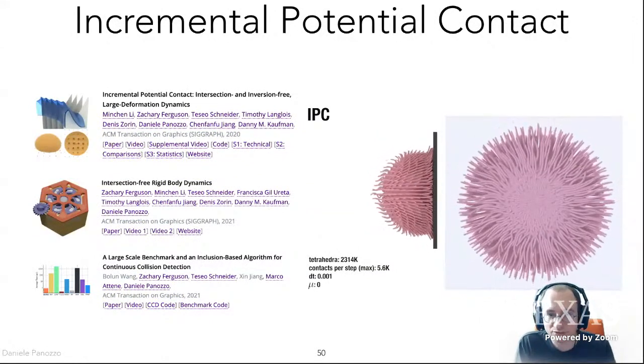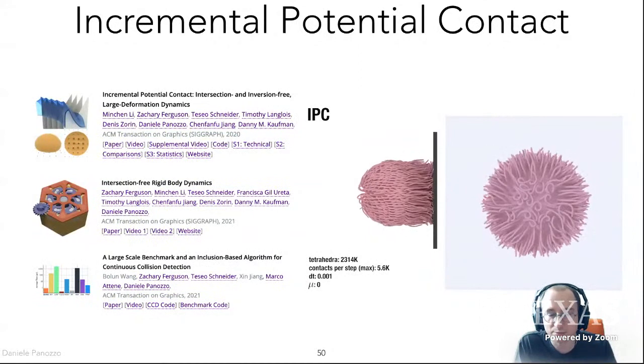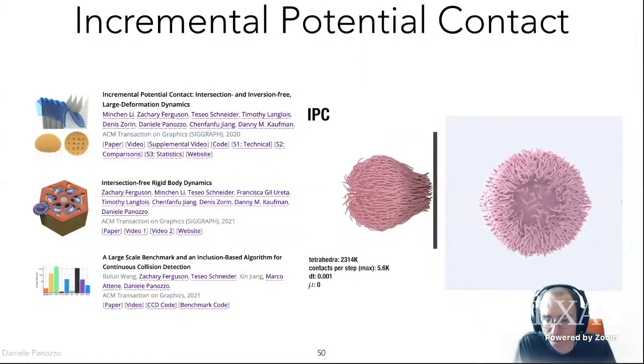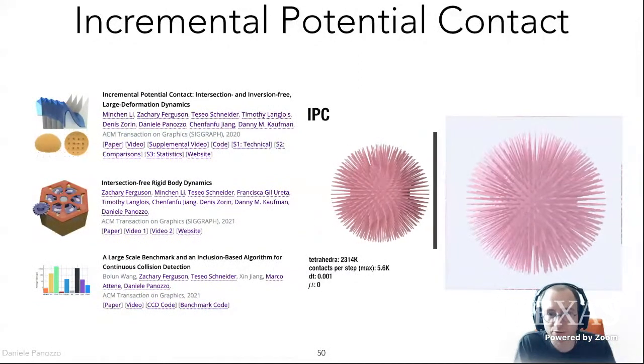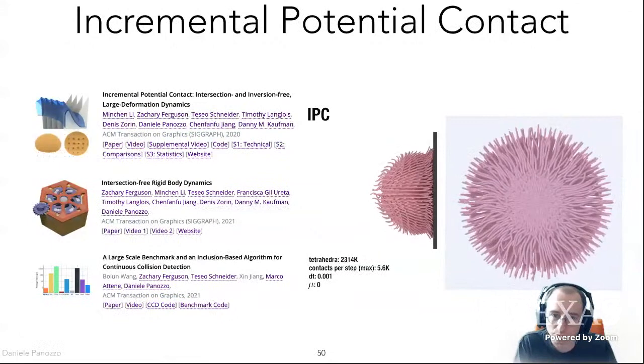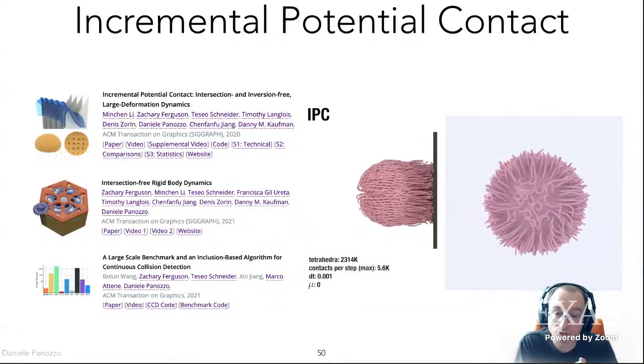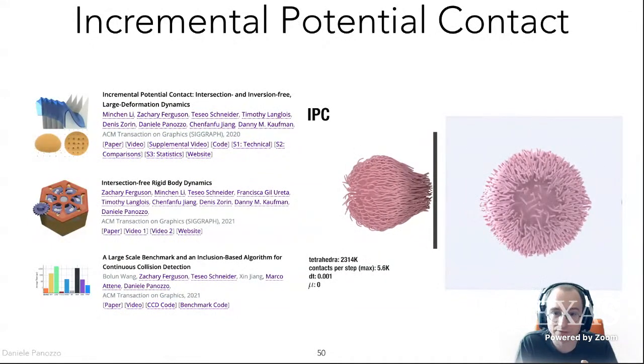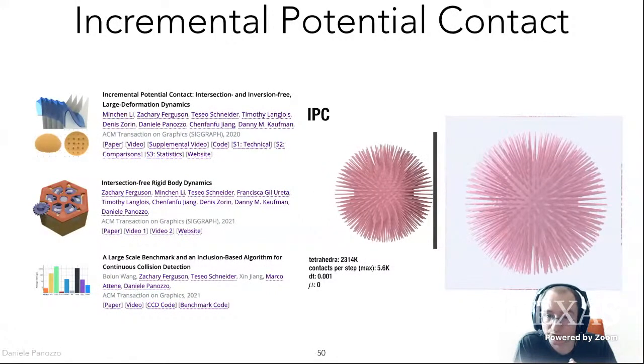here we take a very different approach where we reformulate the entire problem as an unconstrained optimization, where we have a line search that explicitly prevents intersection from ever appearing. The method is more expensive than existing simulators, but it can reliably handle very complex cases like the one that you see here on the right.